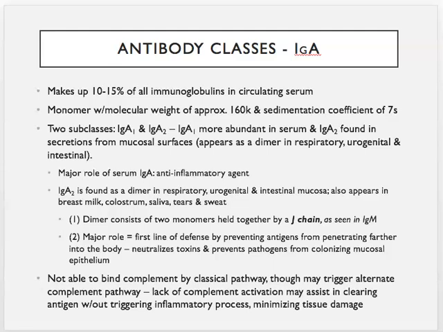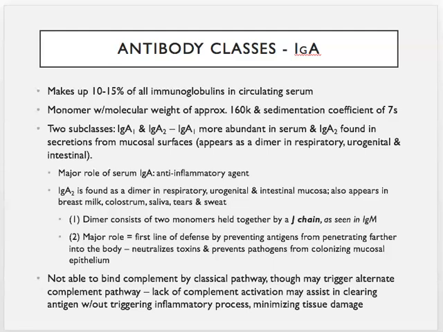Okay, IgA makes up about 10 to 15% of all immunoglobulins in our circulating serum. It's a monomer with a molecular weight of about 160,000, sedimentation coefficient of 7S. It has two subclasses, IgA1 and IgA2. Your IgA1 is going to be found in higher numbers in serum. IgA2 is found in secretions from mucosal surfaces. So it's going to appear as a dimer in respiratory, urogenital, and intestinal areas.